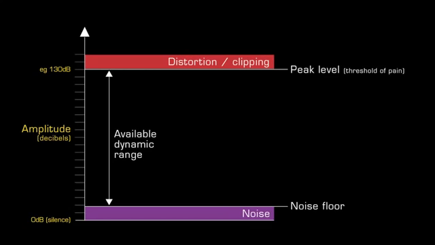To sum up, the dynamic range of human hearing is not between the loudest and quietest sounds that the human auditory system can accommodate. It is the difference between the loudest and quietest sounds that we can hear, or the range of sounds between the noise floor and peak level.